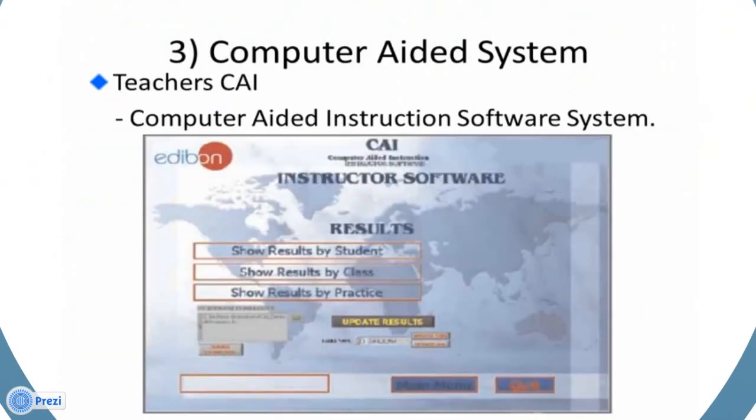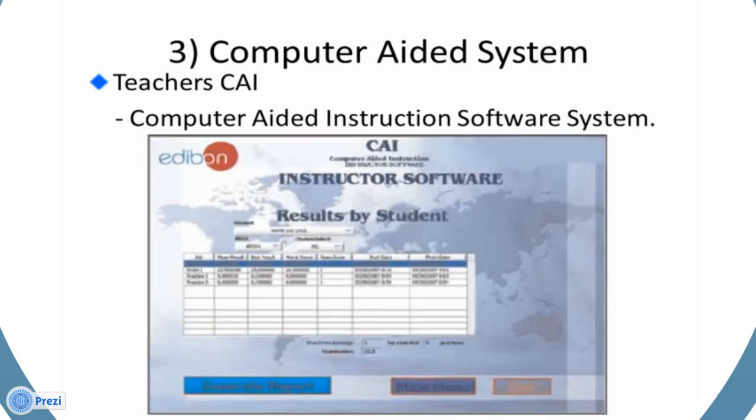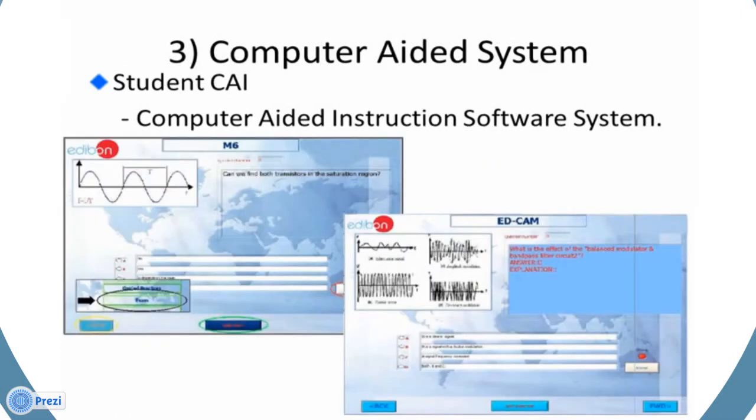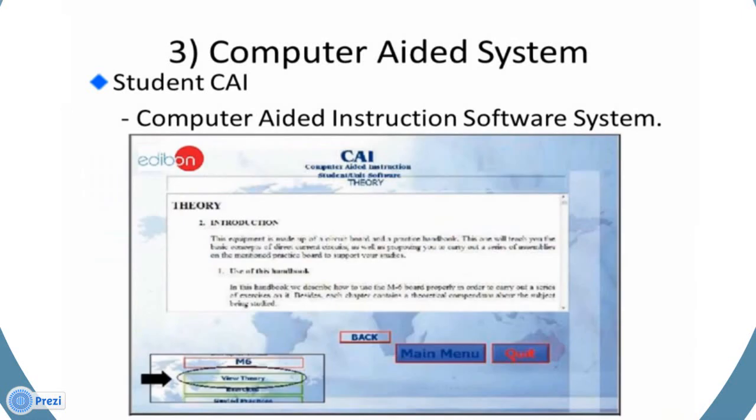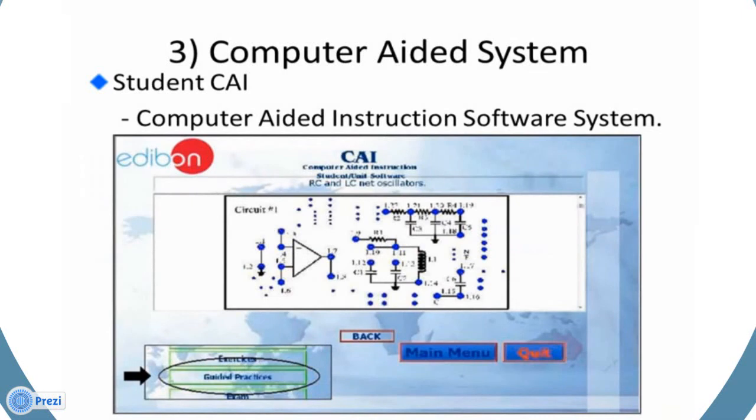Teachers CAI allows the teachers to organize and control the students. They can view the students' progress and detect difficulties. They can assess them with exams, etc. The student CAI provides a detailed explanation of the theory. It also has practice exercises in which the computer guides the student.